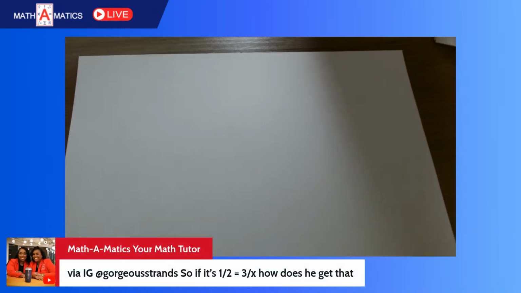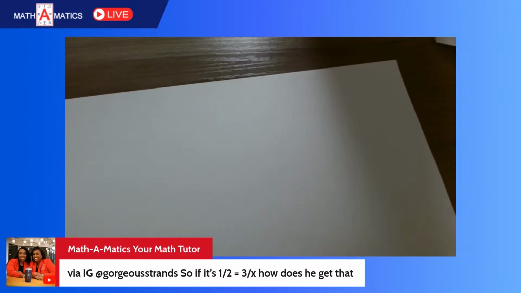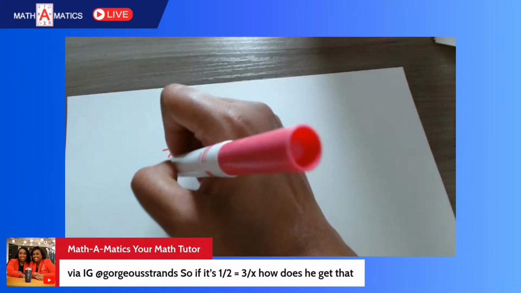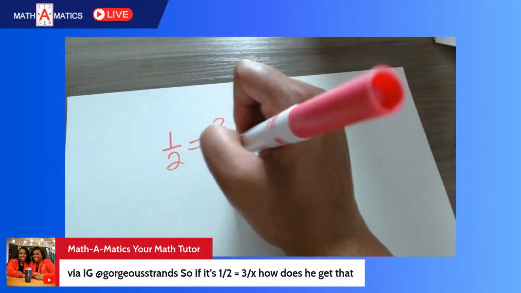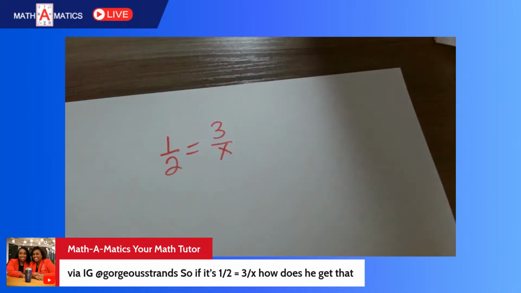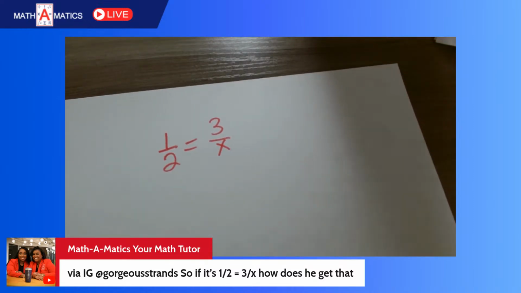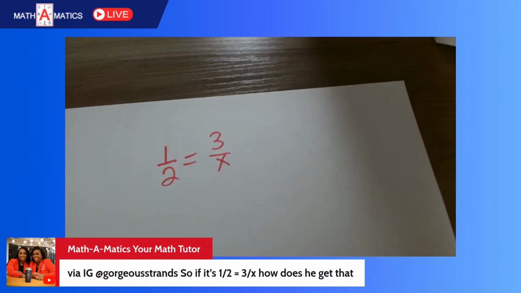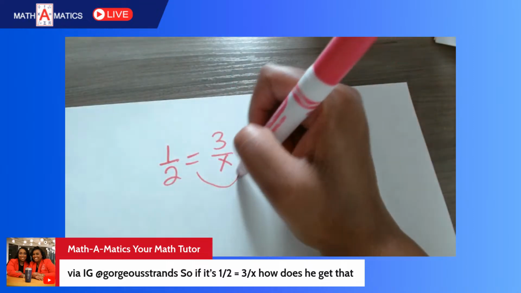Okay, let me do this one more question here. So if you have 1/2 is equal to 3 over x, how does he get that? Okay, great question. And I want to make sure, was there anything else to this problem, or is that it? Okay, good. So actually what he can do is cross multiply.